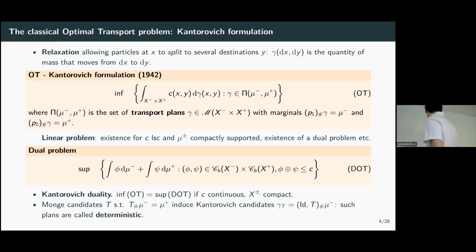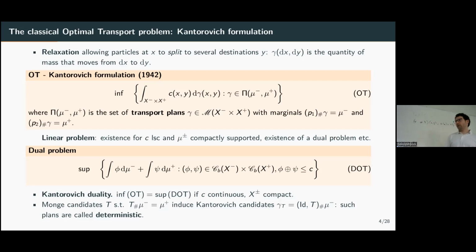So let me just say what is phi plus psi. So phi plus psi on (x,y) is just phi of x plus psi of y. And so this is a pointwise constraint. Okay, for every x and y, phi of x plus psi of y is less than or equal to c of x,y. And the Kantorovich duality, which is a particular instance of convex duality, tells you that okay, there is no duality gap. So this infimum is equal to this supremum.